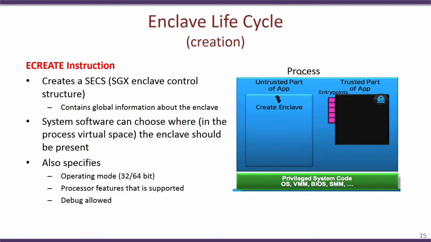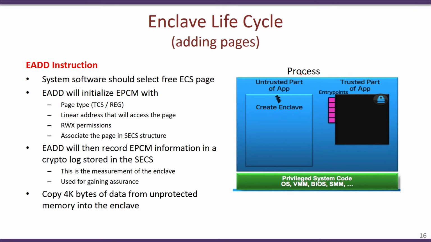It needs to specify the processor features that are to be supported, and also whether debug is allowed or not within that particular enclave. After creation is done, the next step is an EADD instruction. EADD is also a privileged instruction, and therefore it can only be done by the operating system. As before, when EADD is invoked, the operating system is capable of selecting a particular EPC page where the enclave code or data is used.